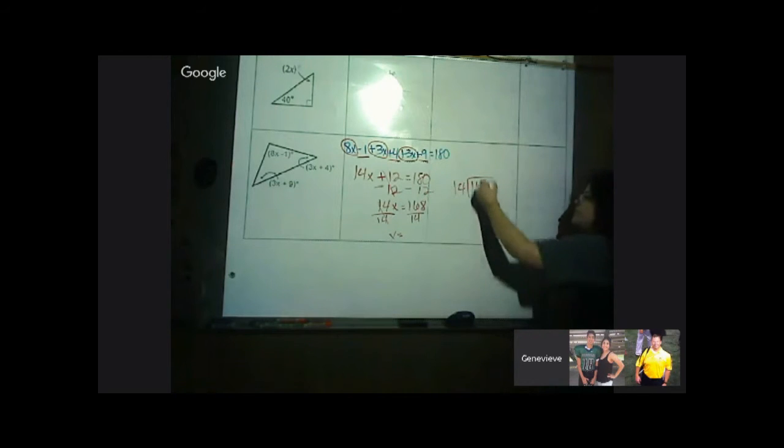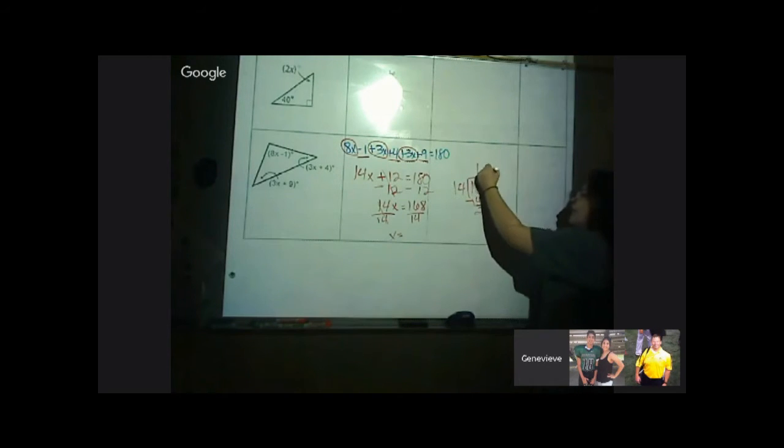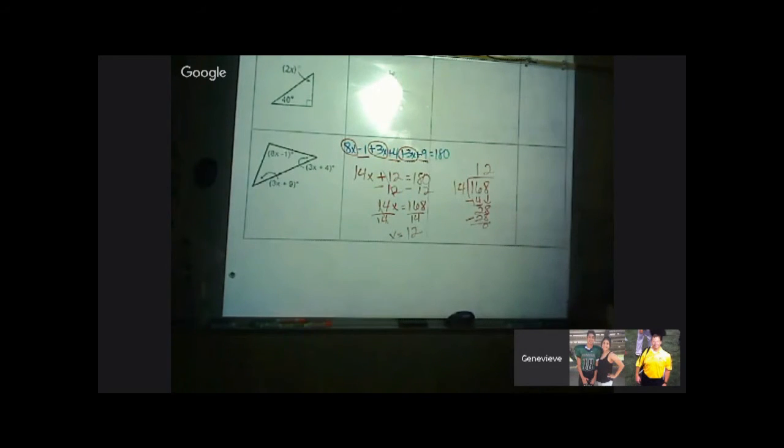Well, 14 is only going to fit into 16 once. I'm going to have 2 left over, bring down the 8. 14 twice is 28. So what does x equal? 12. Okay, now x equals 12. Now guys, that does not tell me what any of those angles measure. But can we use what we know for x to figure out each of those angle measures?